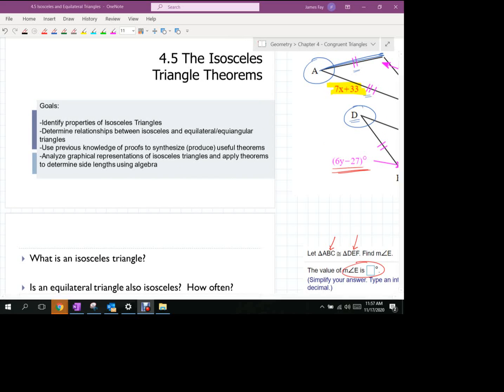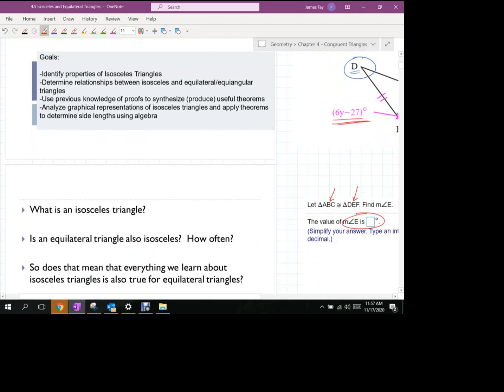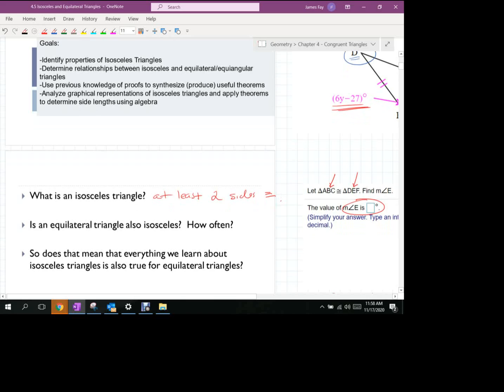What is an isosceles triangle? Okay, so at least two sides congruent, and you can also phrase that as two or more sides congruent, right? So at least two sides congruent, okay? So now my question is, what is an equilateral triangle? All sides are the same length, all three sides, right? So is an equilateral triangle also isosceles? Yes, it is. 100% of the time. Is an isosceles triangle always equilateral?